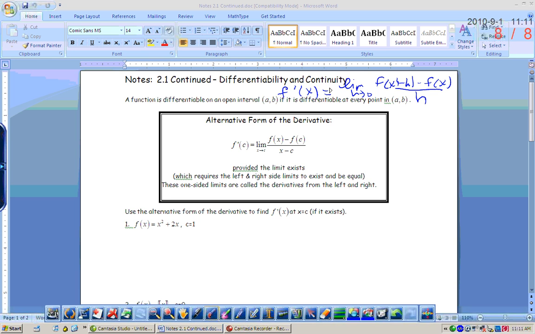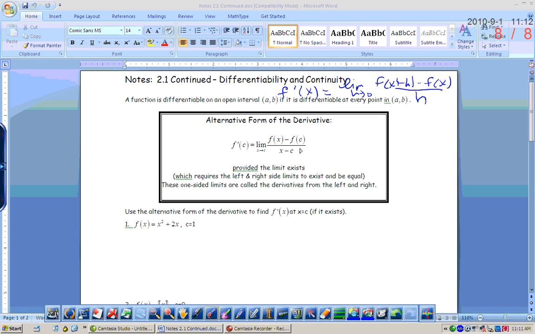All right, well, the alternate form of the derivative actually does both of those things at the same time. So if you're only interested in finding the slope at a specific point, at a specific x value, then you can use the alternate form of the derivative. So the derivative at a specific point c is the limit as x approaches c of f of x minus f of c over x minus c. And it's actually a little bit easier formula to deal with. There's not as much algebra that's involved.